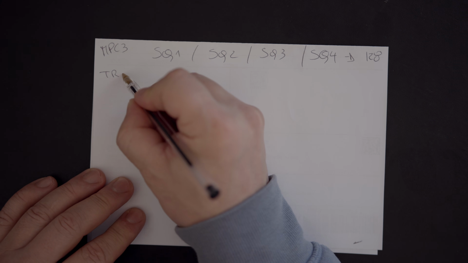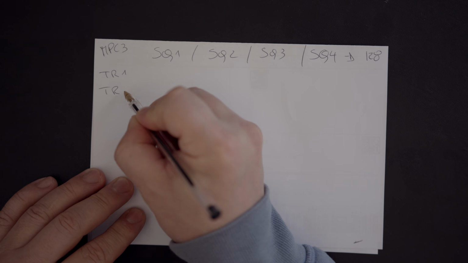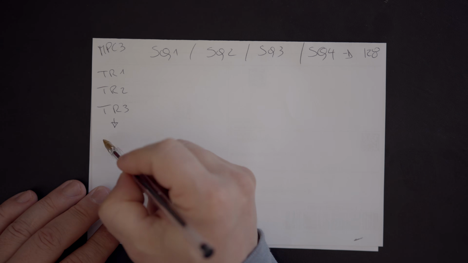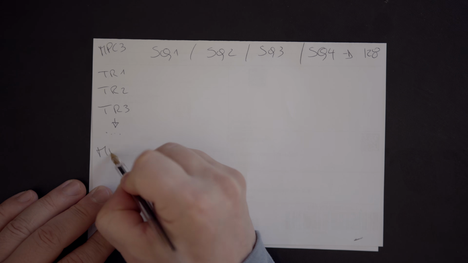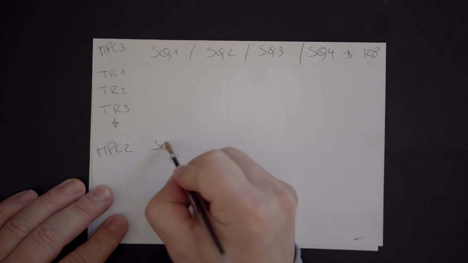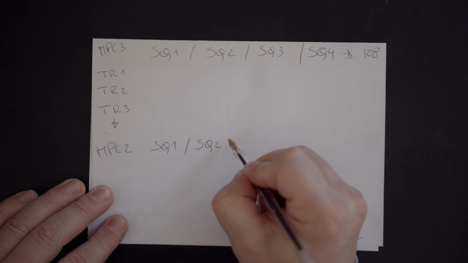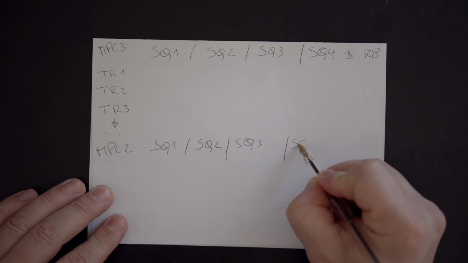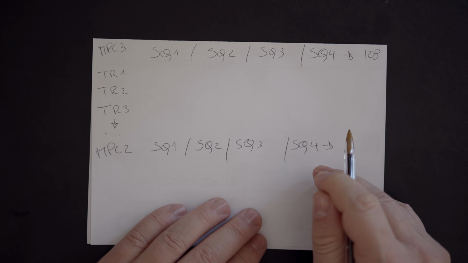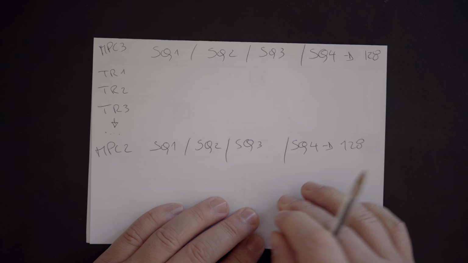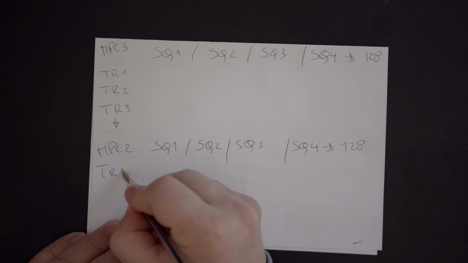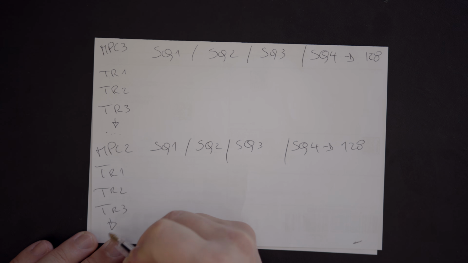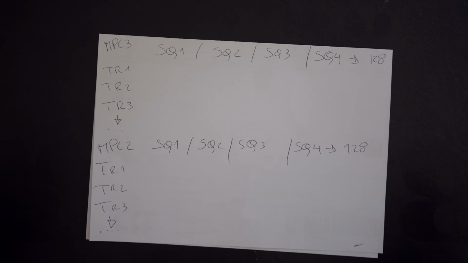Track 1, 2, and so on down to whatever track number. Then we have MPC2, same thing, sequences. Sequence 2, sequence 3, sequence 4, and so on up to 128. And then the tracks, 1, 2, 3, all the way down to whatever track number. All right, cool. So what's the difference?